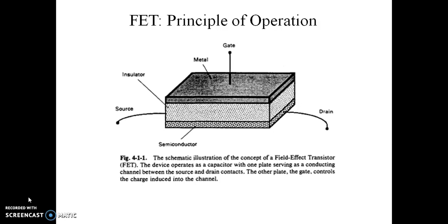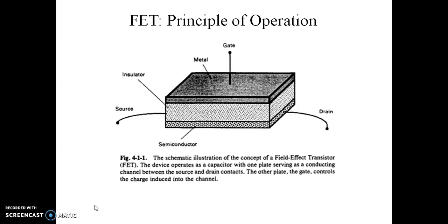So we can say that the field effect transistor operates as a capacitor with one plate serving as a conducting channel, and the other plate called the gate controls the charge induced into the channel. The two ohmic contacts at the ends of the conducting channel are known as source and drain. The charge carriers in the channel come from the source and move across the channel into the drain.